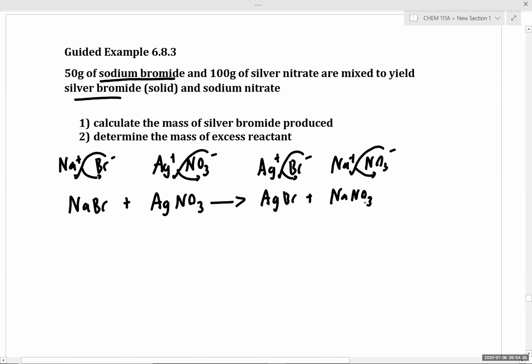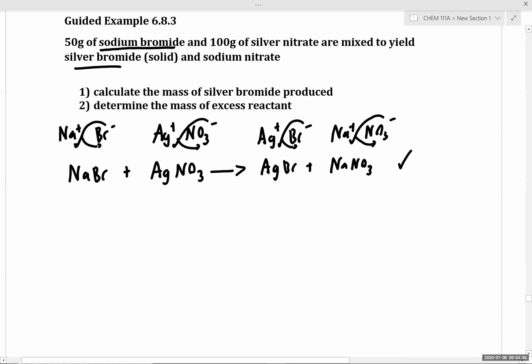Okay, perfect. So we have our equation set up, and I'd like you to type in the chat now, is this equation balanced? Yep, it's perfectly balanced. Okay, so now we can begin to use it.